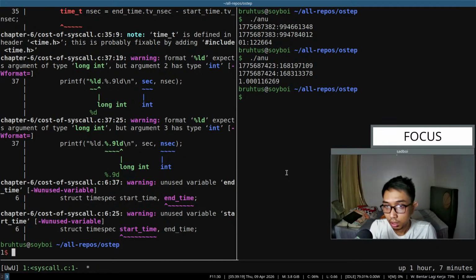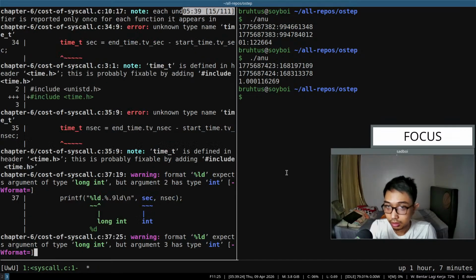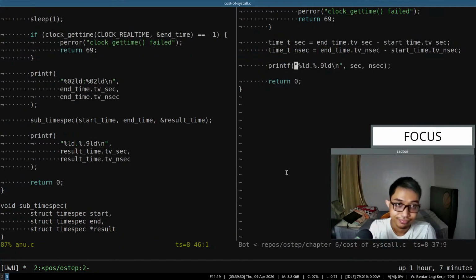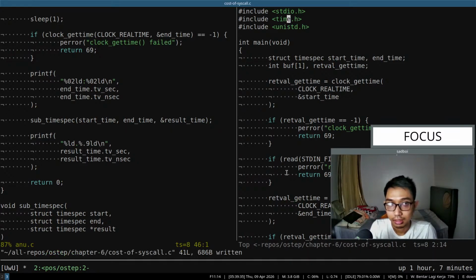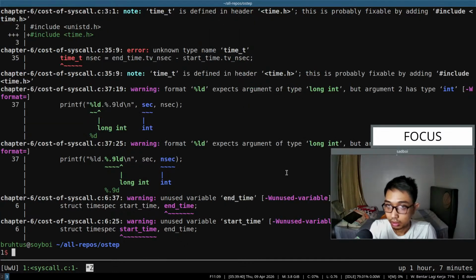Oh, okay, interesting. Oh, unknown time, okay. Right. I forgot to add the header file. But this is kind of interesting. If we didn't add the header file, second and nanosecond in here become integer.